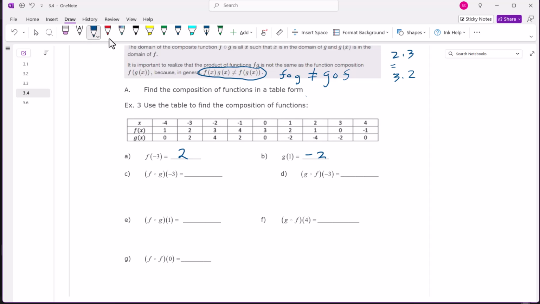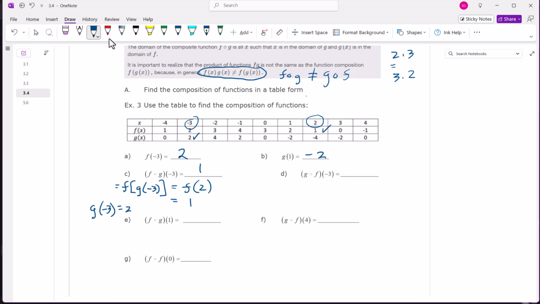Okay, when you do a function composition, the best way to write this is f with a bracket g of negative 3. And what we have to do first is figure out what g of negative 3 is. So I go to negative 3, I look up g of negative 3, I get 2. So now I'm going to have f of 2. Now I go to 2 and look up f of 2, so I'll get 1. So we're just kind of working from right to left.